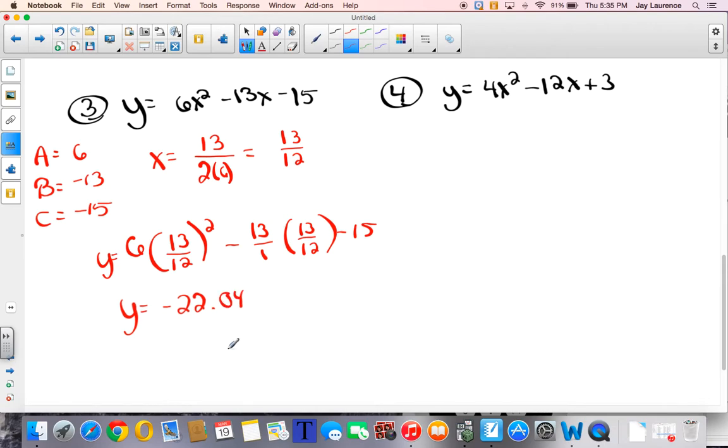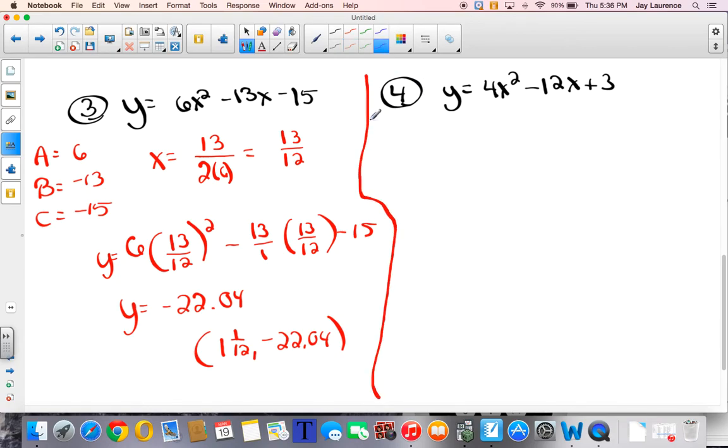and 400ths. So the vertex of this one, and I'm going to go mixed number on this, it's going to be 1 and 1/12, and then negative 22 and 400ths. There you go. Yeah, they don't have to cross at a pretty little intersection. No way, man. Life's not that easy.